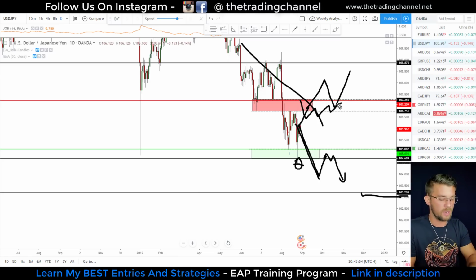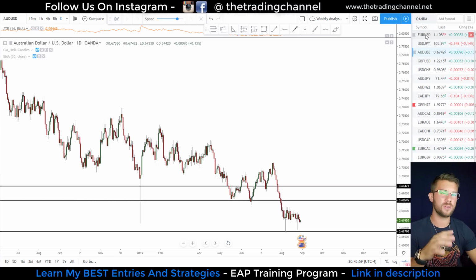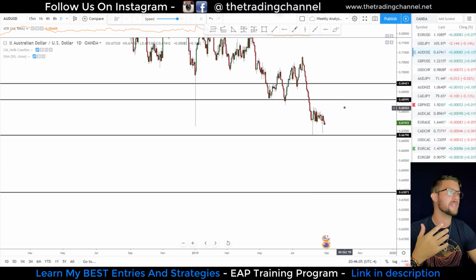Let's go ahead and move on now to the Aussie dollar. We're going to do all 5 of the top major pairs, which are the euro dollar, dollar yen, Aussie dollar, pound dollar, and dollar Swiss, if you didn't know. So the Aussie dollar, here we are on this chart. I did the same exact thing.